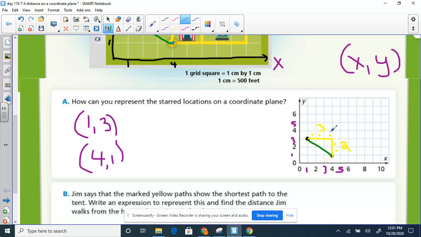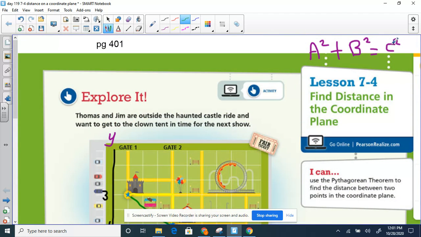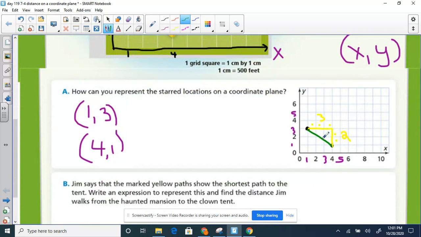But we know how to use the Pythagorean Theorem. We have a right triangle. We know 2 sides of the right triangle. We're missing one side. We know we could use a squared plus b squared equals c squared. And see these yellow lines, they would be my legs. The green line is my hypotenuse. And don't forget, in the Pythagorean theorem, side c is always your longest side, and it's across from the right angle. So right here, I'm going to label this side c.